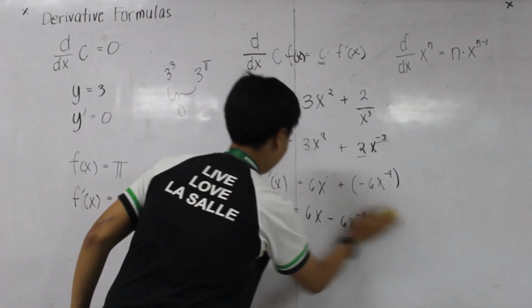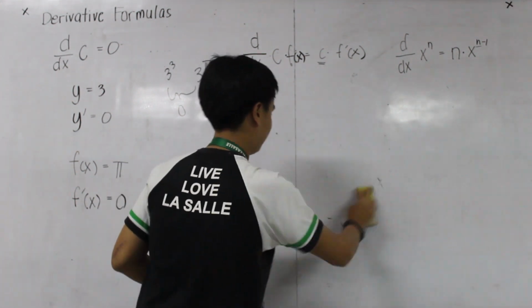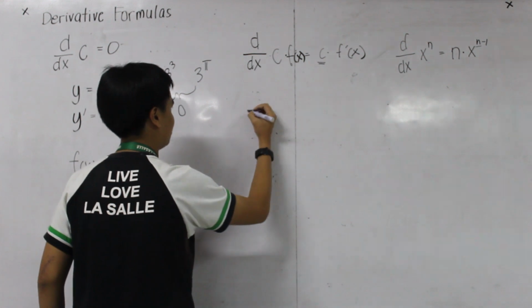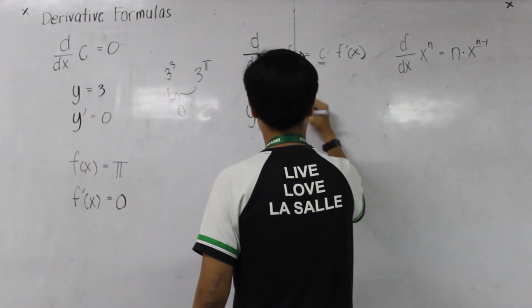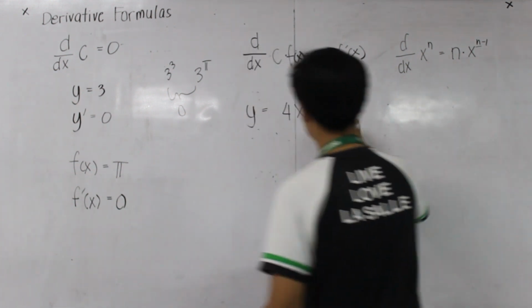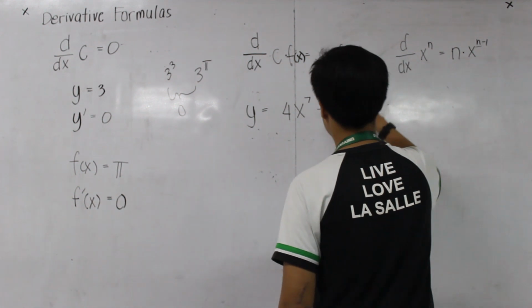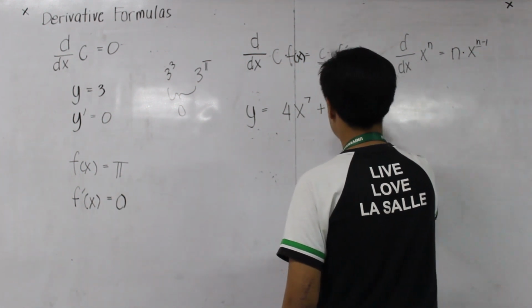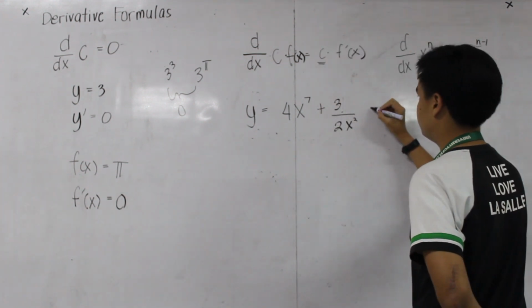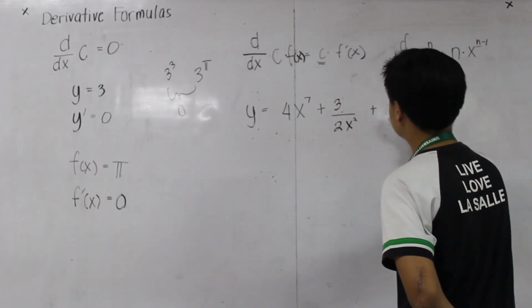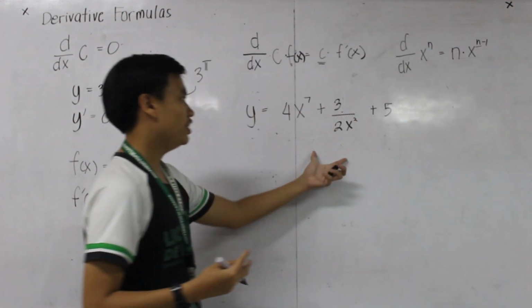So now let's move to another example. Let's combine everything: y is equal to 4x to the 7 plus 1 over, let's say, 3 halves x squared, plus 5. So how do we get the derivative of this?